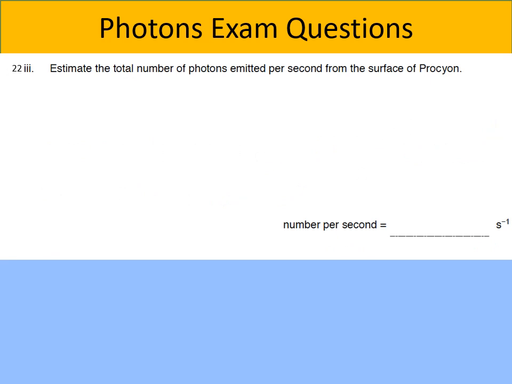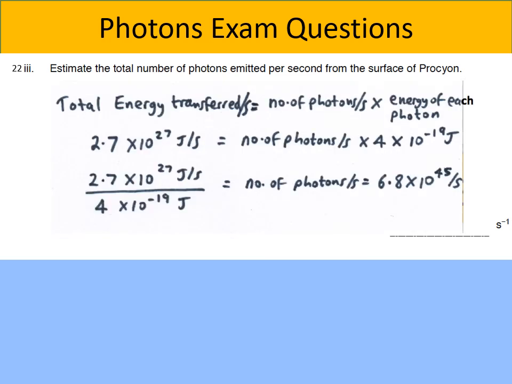Question number 22, part 3. Estimate the total number of photons emitted per second from the surface of Procyon. So we can use our equation. The total energy transferred per second is equal to the number of photons per second multiplied by the energy of each photon. The total energy transferred per second is just the power, which is 2.7 times 10 to the power 27 joules per second, which is equal to the number of photons per second multiplied by the energy of each photon, which is 4 times 10 to the power minus 19 joules.